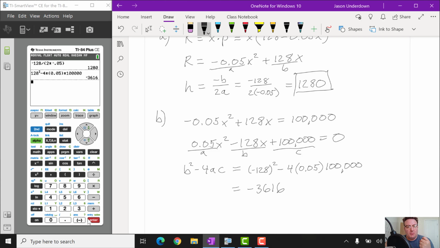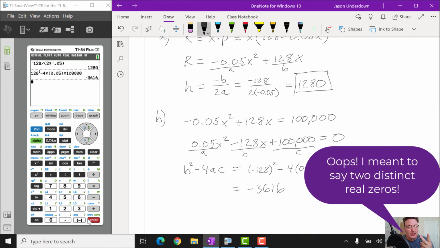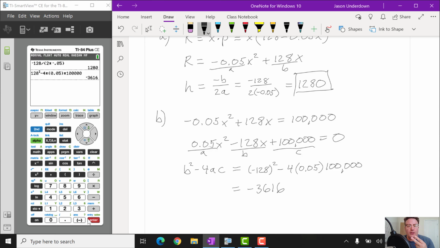It could be positive, which means you're going to have two distinct real zeros. It could be 0, in which case you have a repeated zero, like a double zero. Or you could have a negative number. Any real number has to be either positive, 0, or negative. And in that case, you get complex conjugate zeros. So in other words, no real solutions. So this has no solution. Our revenue, in other words, will never be $100,000.